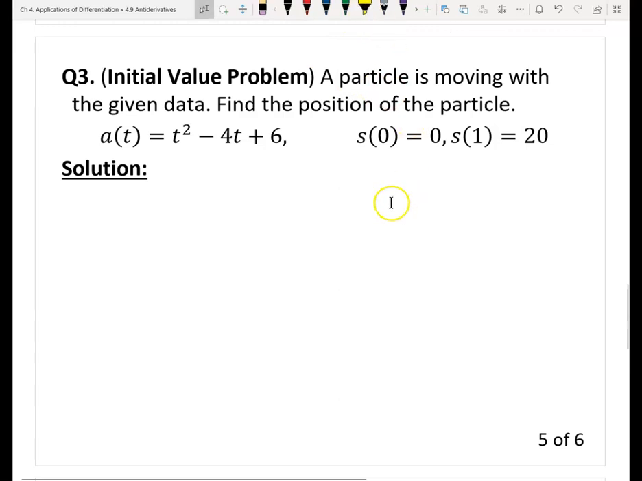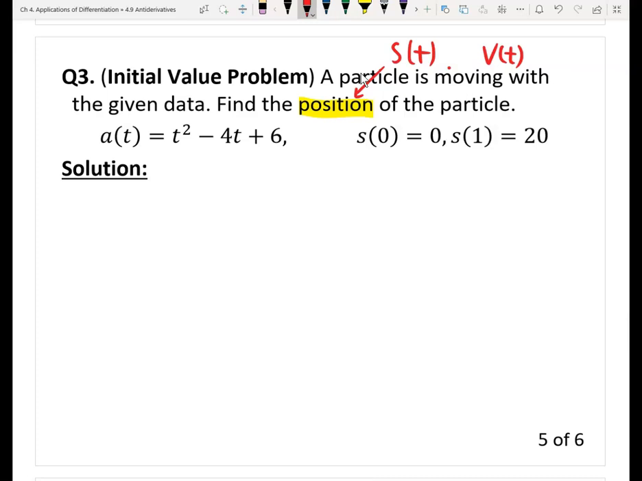So let me highlight the definition. Okay, so here we need to find the position. Let me give the position, we use s, because in the question they already use position function, we use s. And another is the velocity, we use v. This is the setup.